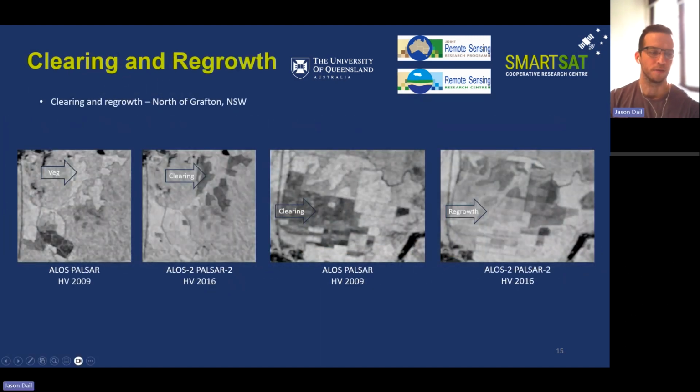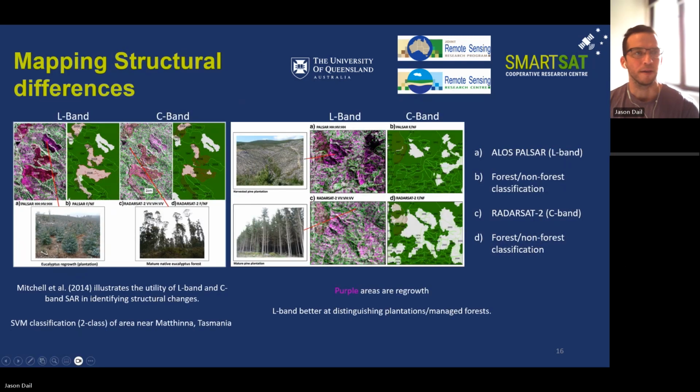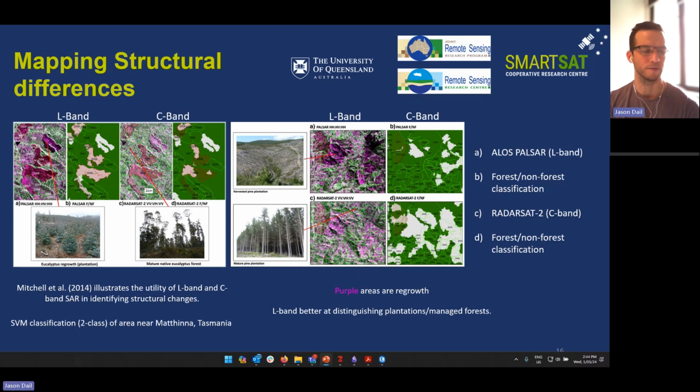This is an area in northeastern New South Wales and illustrates what clearing and regrowth can look like in radar imagery. Higher backscatter is represented by lighter colors, and lower backscatter by darker colors. So there's some vegetation, or something there with structure, and then that's removed, there's less backscatter, and the same for over here. This is a paper from Dr. Mitchell, one of my advisors, which shows the utility of SAR in distinguishing structural differences. L-band in this scenario is better at distinguishing regrowth in eucalypt stations.